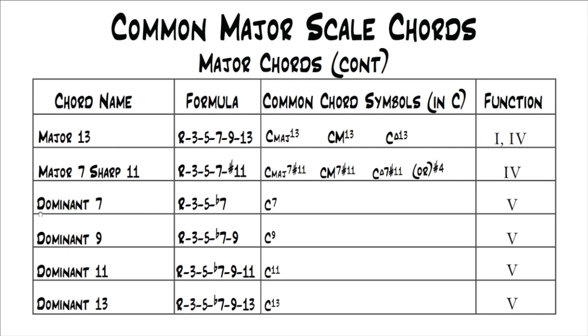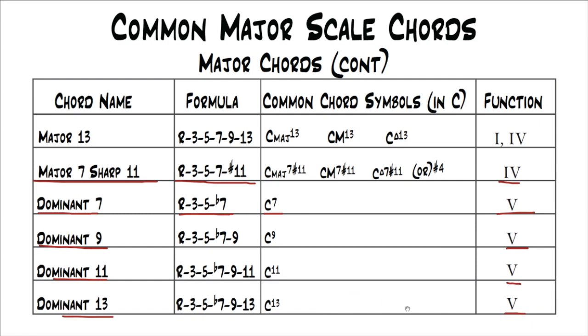If you were to look at the dominant chords, for example, dominant 7, which is root 3, 5, flat 7, that's a common chord symbol, that would only work as a 5 chord. That's the only function it can have in major scale harmony. Same for all the dominants, dominant 9, dominant 11, dominant 13, those can only be 5 chords. Or up here, this major 7 sharp 11 could only be a 4 chord. That's the only place that these intervals work out, is when you're building a chord off the 4th note of the major scale. So that's just a little bit of review. Obviously we went over all that already.